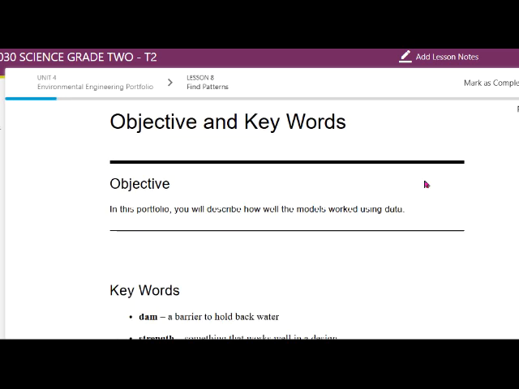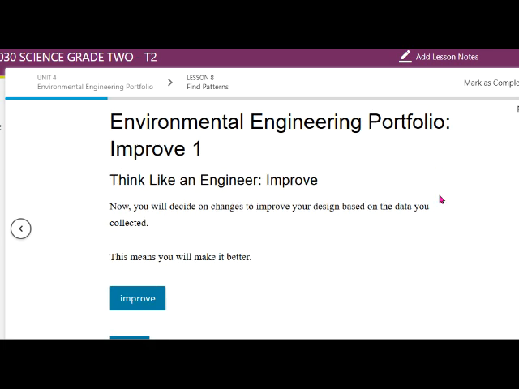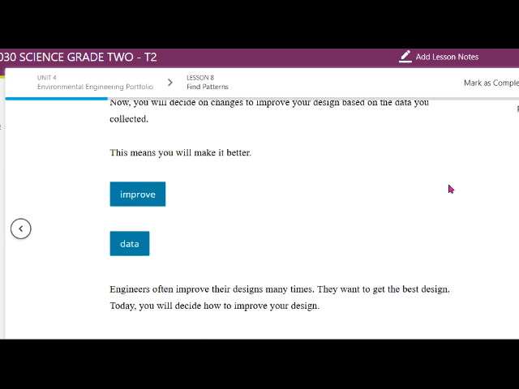In this portfolio, you will describe how well the models worked using data. A dam is a barrier to hold back water. Strength means something that works well in a design. Weakness is something that does not work well in a design. Now you will decide on changes to improve your design based on the data you collected. This means you will make it better.